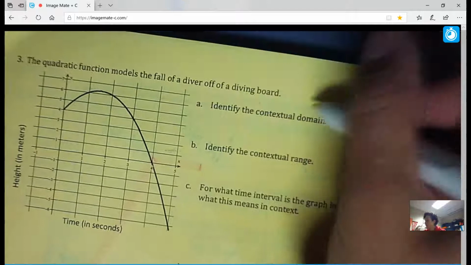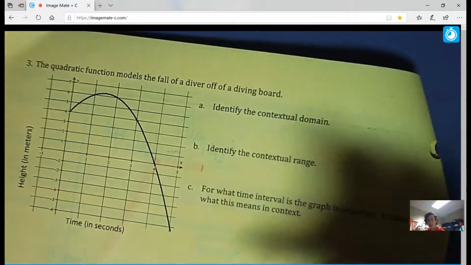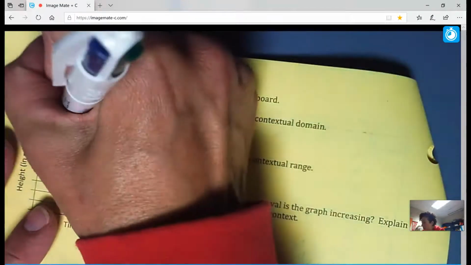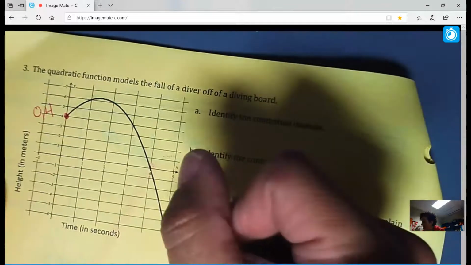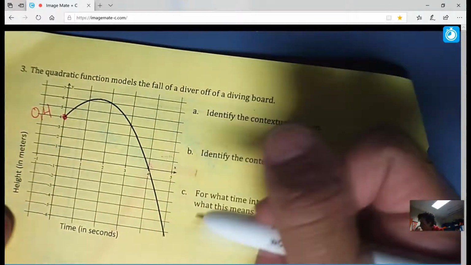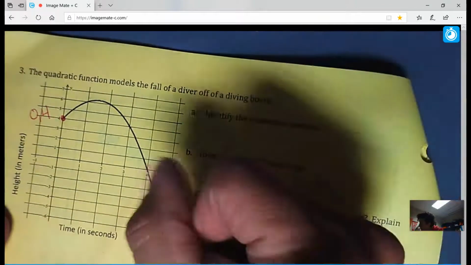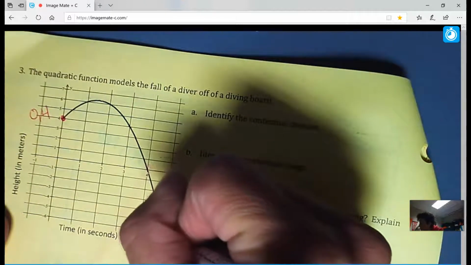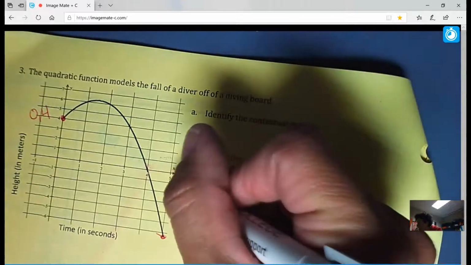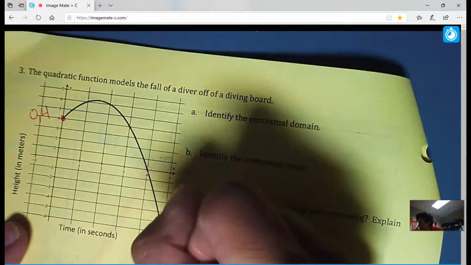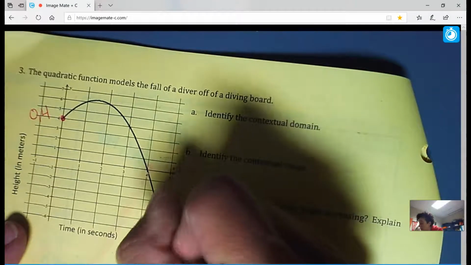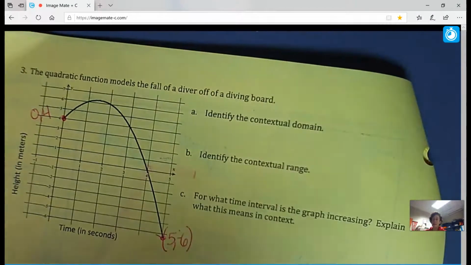So first, before I answer any of these questions, I mark my important points. First, I mark where it starts. That's 0, 4. I mark where it ends. So for now, let's mark this point. Let's just estimate and say it's about 5, -6. That's an estimation. It's not quite that.